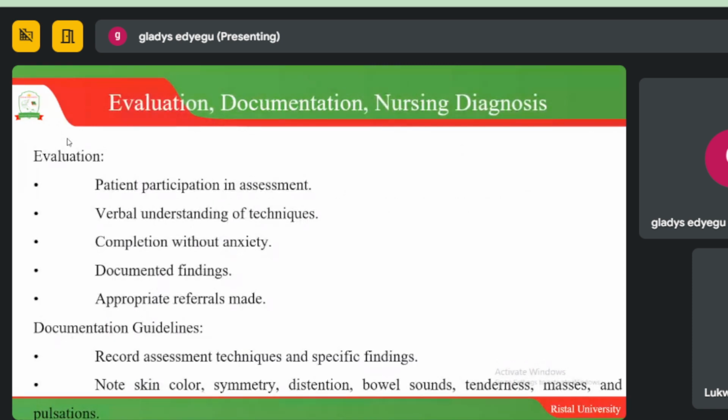So on evaluation, documentation, and nursing diagnosis, when you're evaluating this patient, patient participation in assessment is important. You should not do your assessment alone and make your own judgment, but your patient has to also participate. You need to ask this patient a number of questions and he has to respond, because if the patient does not respond, you're going to get wrong information. You're going to use your own personal judgment, which may not be right.